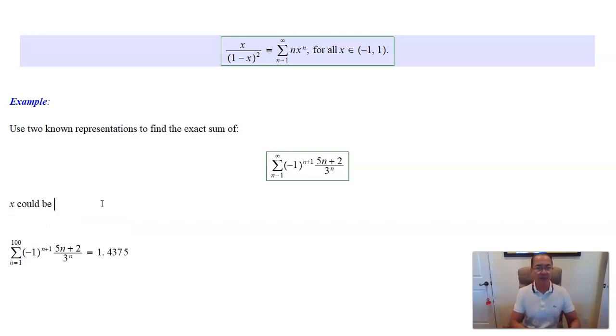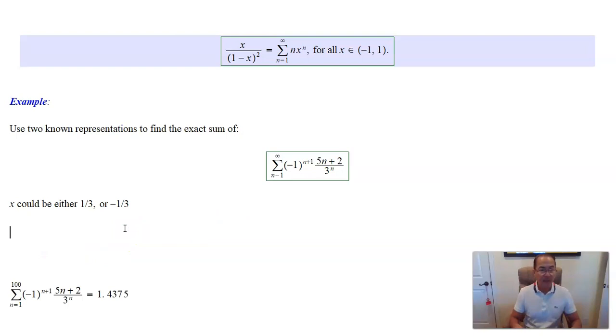X could be either 1/3 or minus 1/3. Okay, because we have 1 over 3 to the n, so x to the n will be like 1/3 to the power n. Okay, but there is an alternating factor here. Well, there's no alternating factor there, is there? So I think we need to fold in the minus 1 with the 3. All right, so let's get to work.